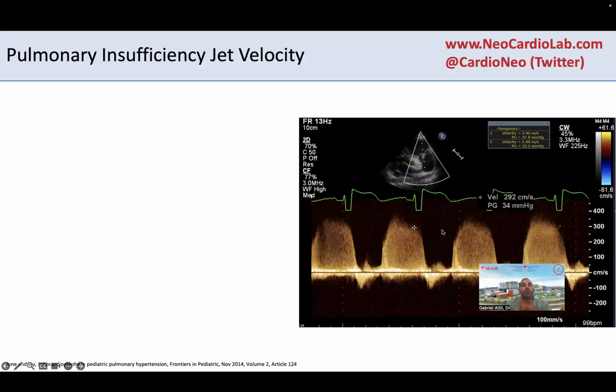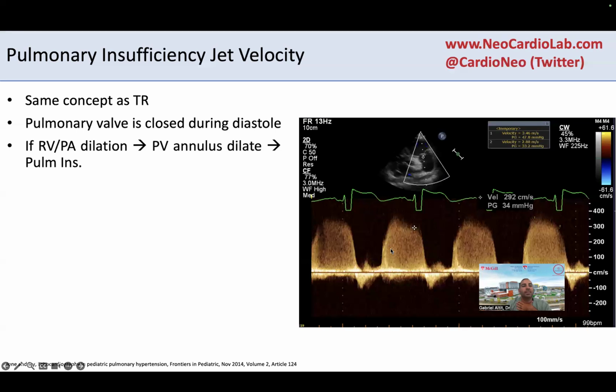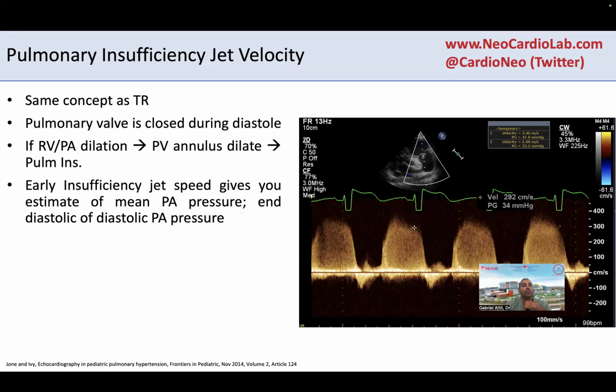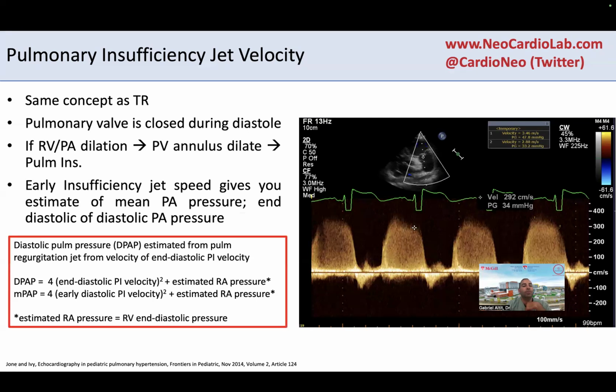So that's another example for you guys to practice. This is another pulmonary insufficiency jet. Same concept as TR: RV and PA dilation, the PV annulus will dilate. You get an early insufficiency jet speed, which gives you an estimate of mean pulmonary arterial pressure. And these are the equations. And I've put the reference here.